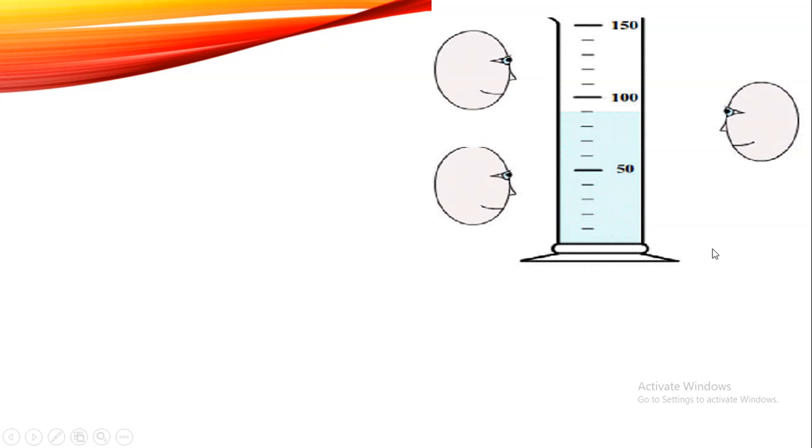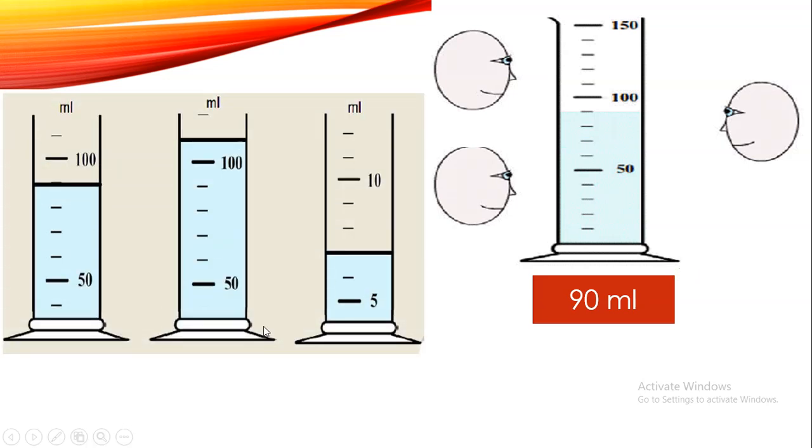Let's take this liquid for an example. What is its volume? We can't look from above and you can't look from here either. You need to get down and make your eye at the same level as the surface of the liquid. So, what is the reading? What is the volume of this liquid? This is 50, 60, 70, 80, 90. So this liquid's volume is 90 milliliter. The unit is milliliter. Let's take this exercise. Let's begin with this one here.